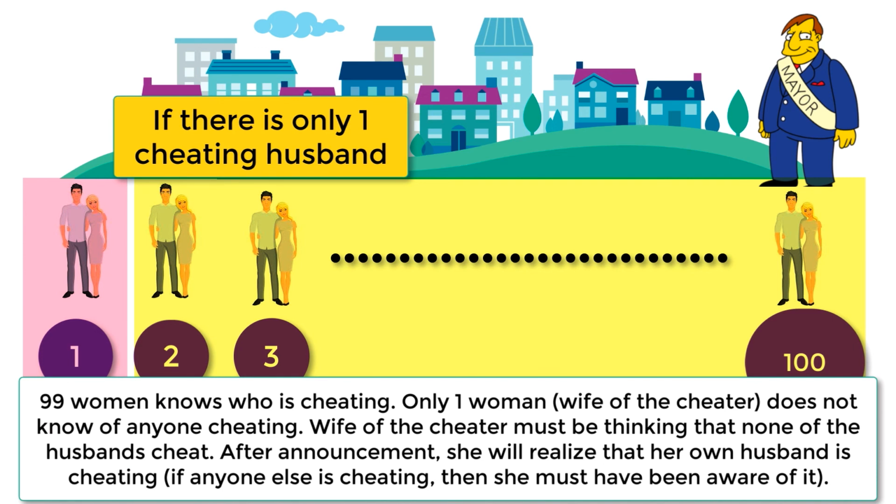The wife of the cheater must be thinking that none of the husbands cheat. After the announcement, she will realize that her own husband is cheating, because if anyone else were cheating, then she must have been aware of it. So the cheating husband will die on the first day.